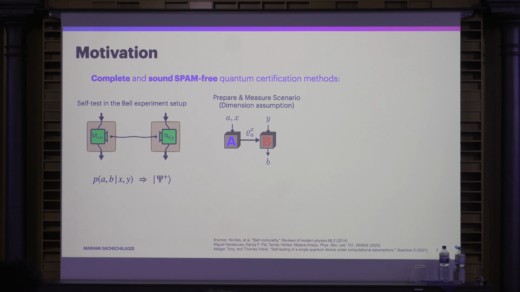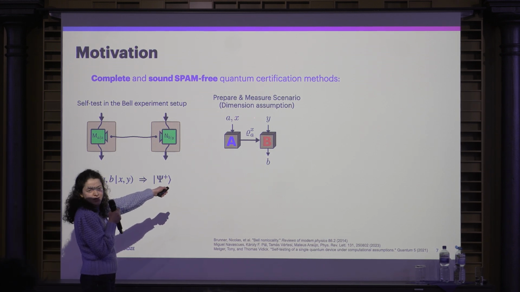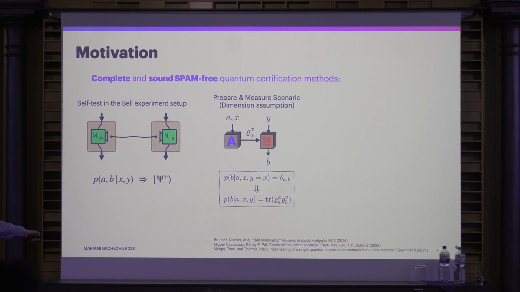There is something which is on a single device. It is the prepare and measure scenario. Here you usually put a dimension assumption, and what's happening is that you have certain states prepared in the beginning. I don't know if you see this, it's very tiny. Okay, good. You have state preparations. It's classical data that you have control over here, here, and here. And only from these statistics, you want to certify the overlaps between the states.